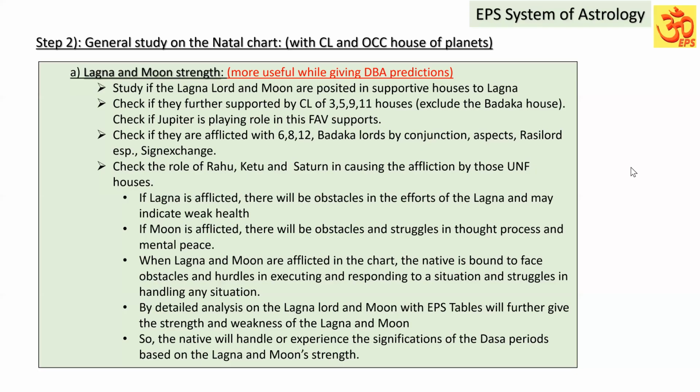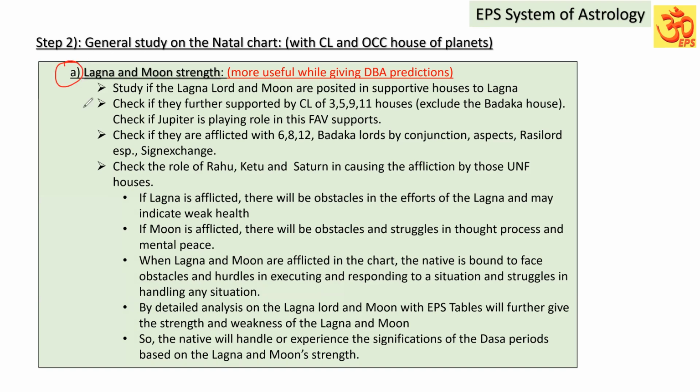Now let us study step number 2 in the preliminary steps. What is step number 2? General study of the natal chart. It means we have to study the birth chart in a general way, looking at the planetary positions and their afflictions, their supports from other planets, whether they are favorably connected or getting affliction from other planets. Those basic information we have to study.